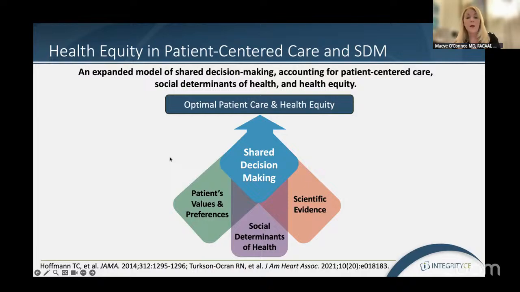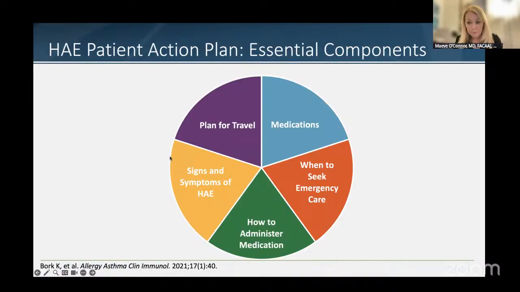So proactively making sure that patients have access to resources, whether it's financial support programs, whether it's patient advocacy groups, whether it's social media, any of those kind of things. It's our role to help as part of the partnership of taking care of patients with HAE to include health equity as well with our shared decision-making. So a really important kind of final piece when we're thinking about the patient action plan and all of the essential components is the importance of a clear, written HAE action plan for every patient.